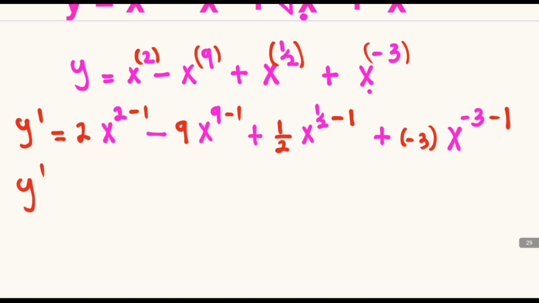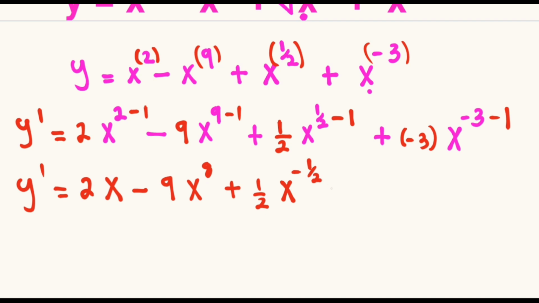The derivative of y will be equal to 2 multiplied by x raised to the power 2 minus 1, which is x, minus 9 multiplied by x raised to the power 9 minus 1. 9 minus 1 is equal to 8, plus the half multiplied by x raised to the power half minus 1, which is equal to negative half. The positive multiplied by that negative will be equal to negative, and we have the 3 multiplied by x raised to the power negative 3 minus 1, which is equal to negative 4. And this will be our derivative of y according to the power rule.